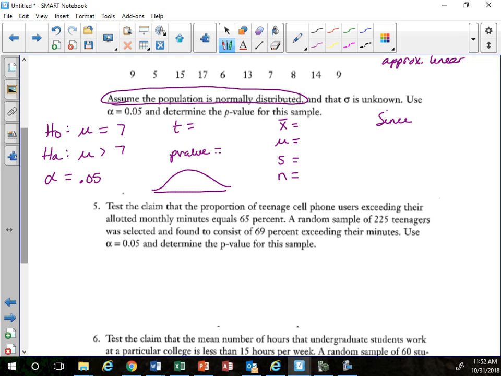Alright, anybody have calculator issues? How are we doing in the back corner there, guys? Good? Okay.